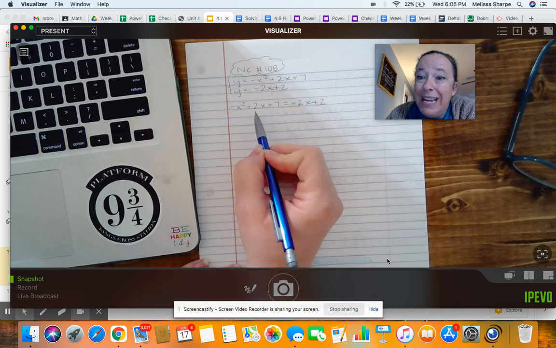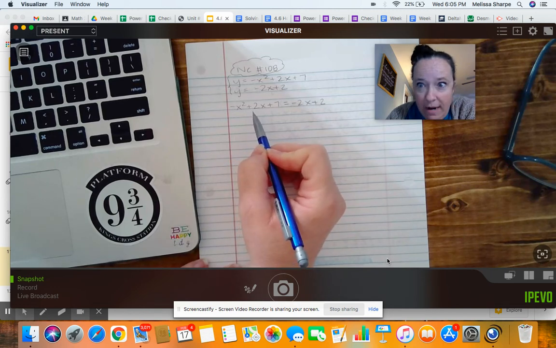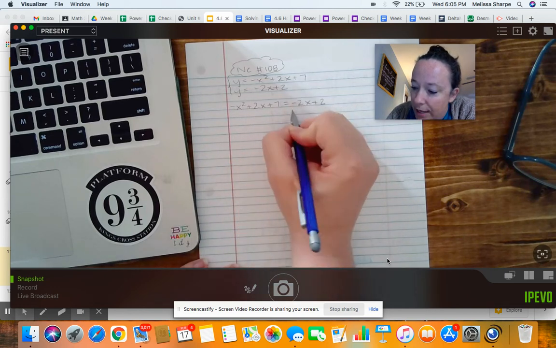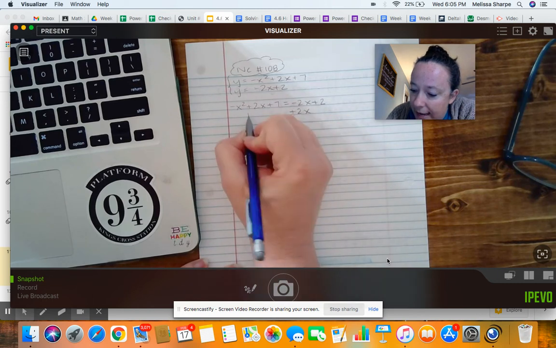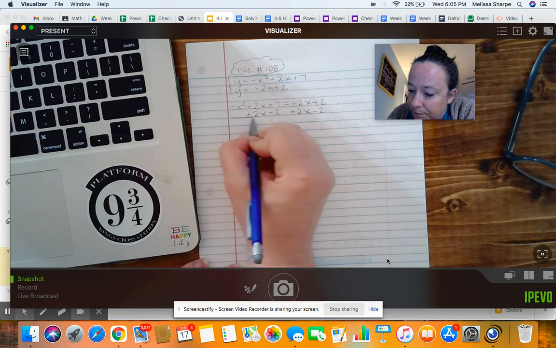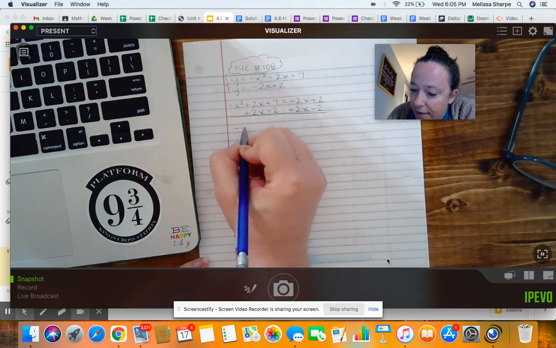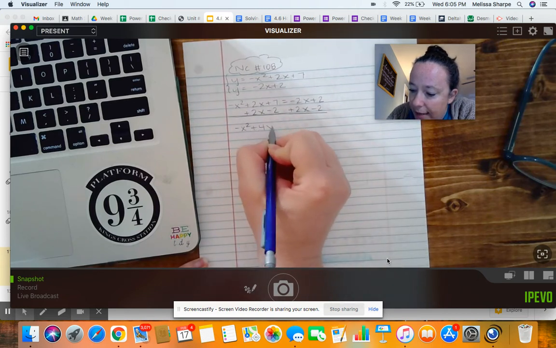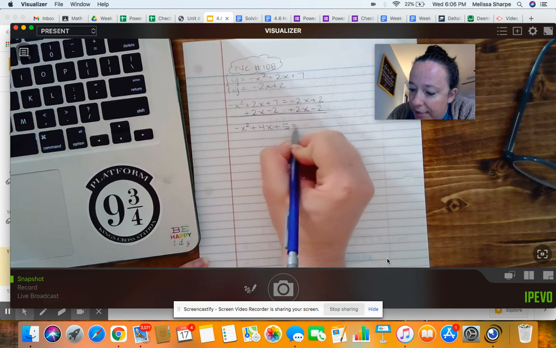Now, when I go to add the 2x here from this side, it's going to be a 4x, so my b term does not go away. All right, so I'm going to need to get it set equal to 0. So I add 2x, I add 2x. I also need to subtract 2.